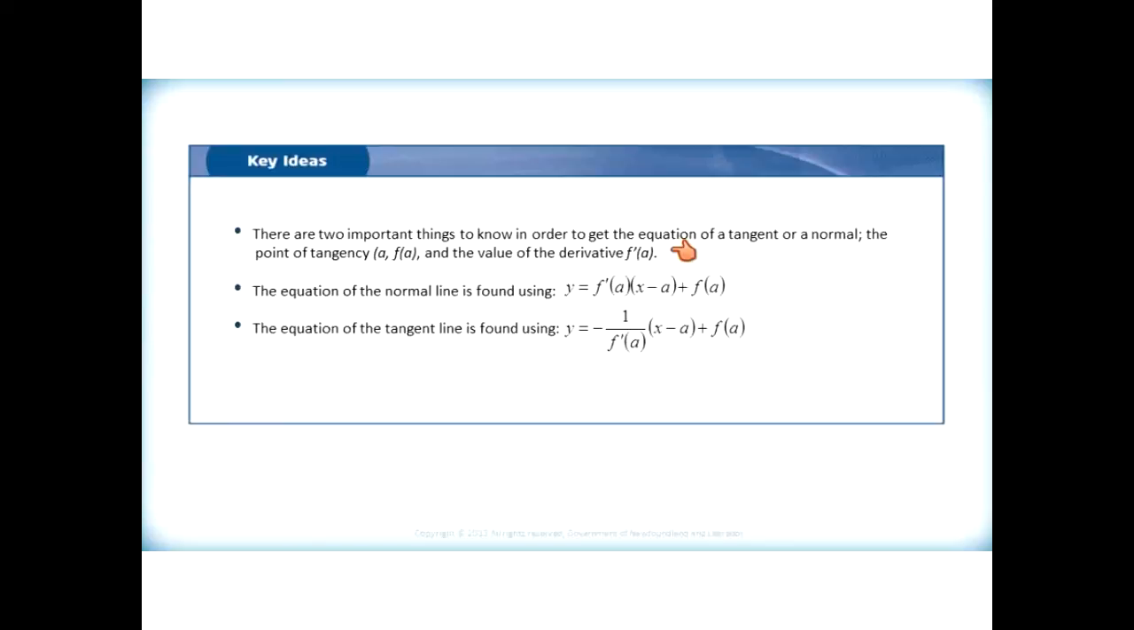So the equation of the normal line and the equation of the tangent line, and look at that, I mixed them up again. So let's make sure we get that clear before I go any further here. The equation of the tangent line is this one, and the equation of the normal line is this one. So this one is the tangent, and this one is the normal.